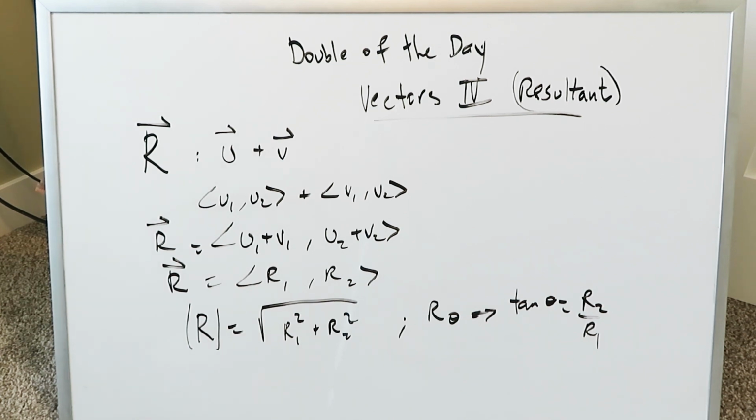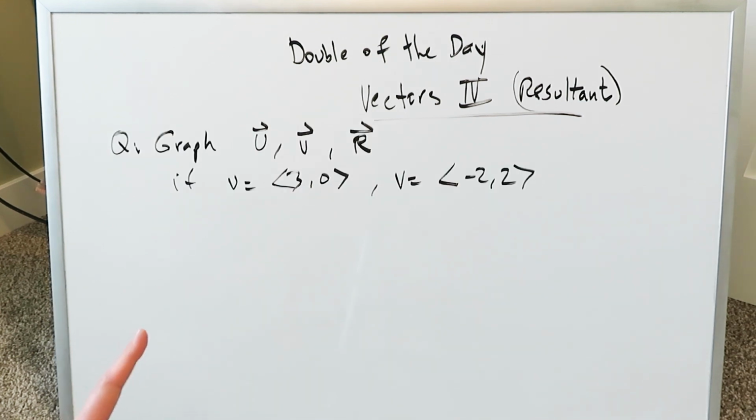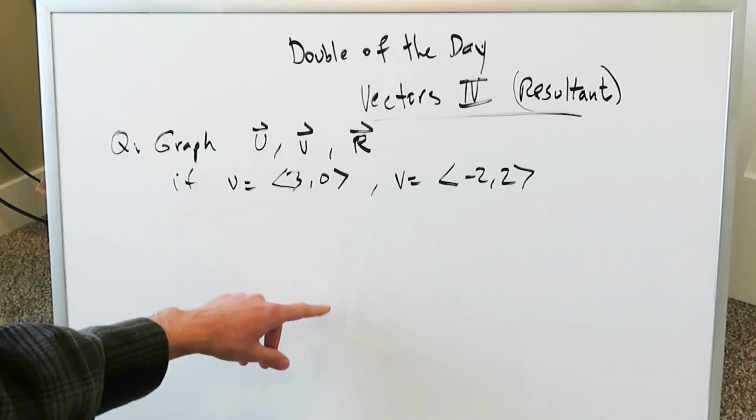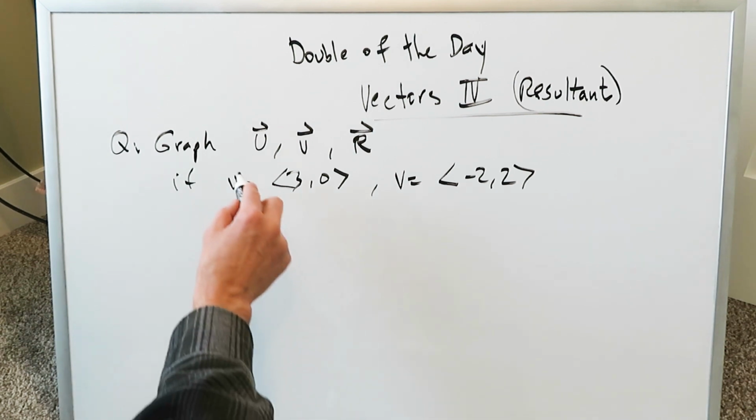Now what we need to do is put this into practice so you can see it come into play. Our first question is this. We have to graph the vector u, the vector v, and the vector r, knowing that vector u is made of 3 and 0, and vector v is made up of -2 and 2.